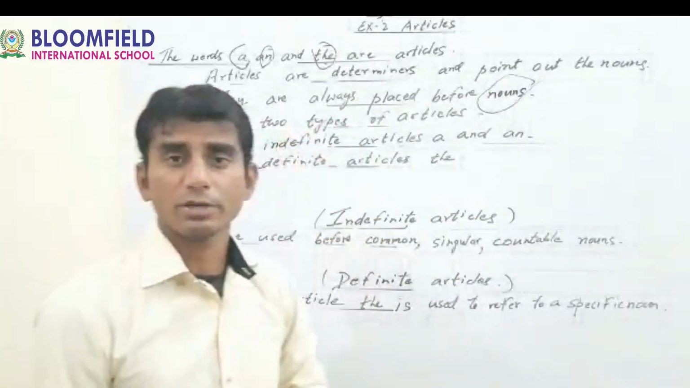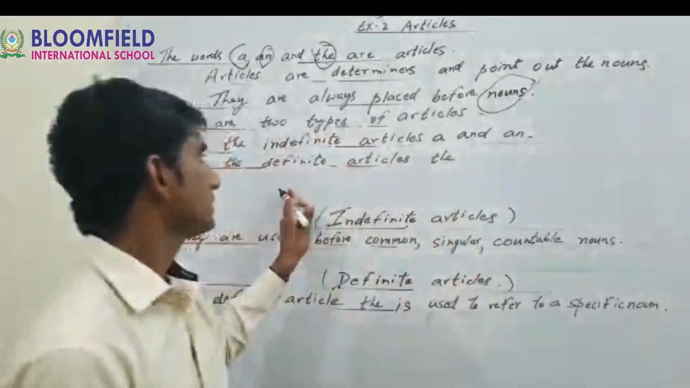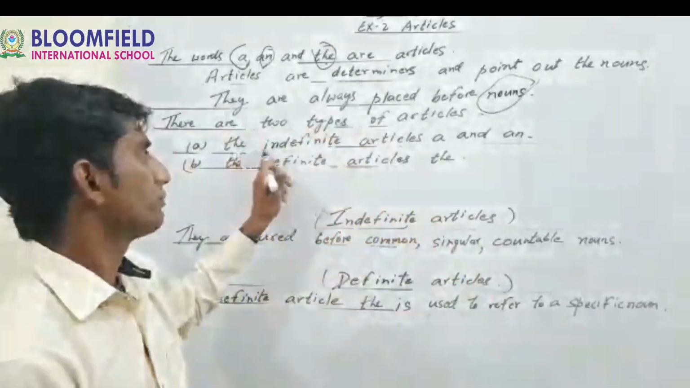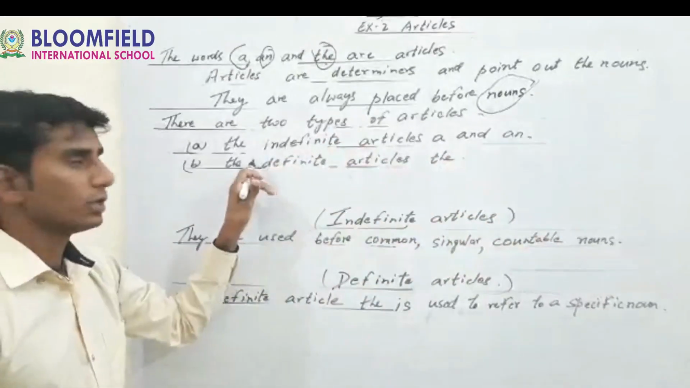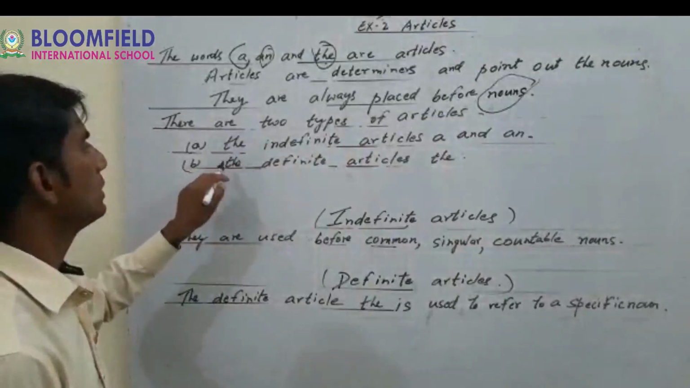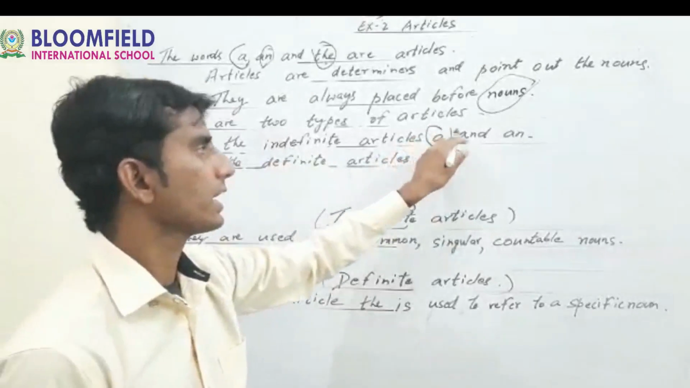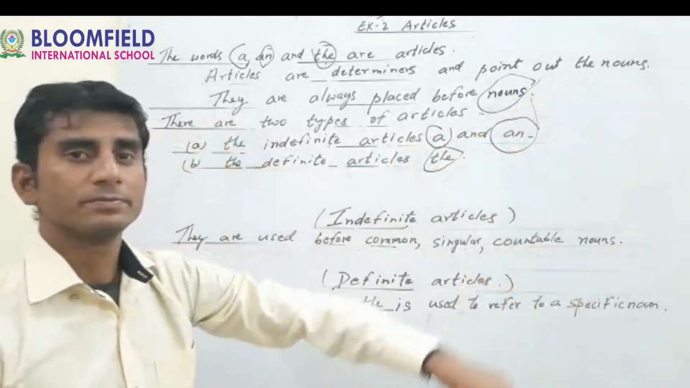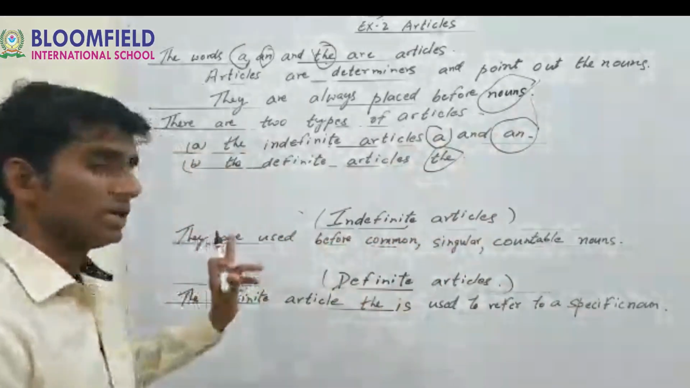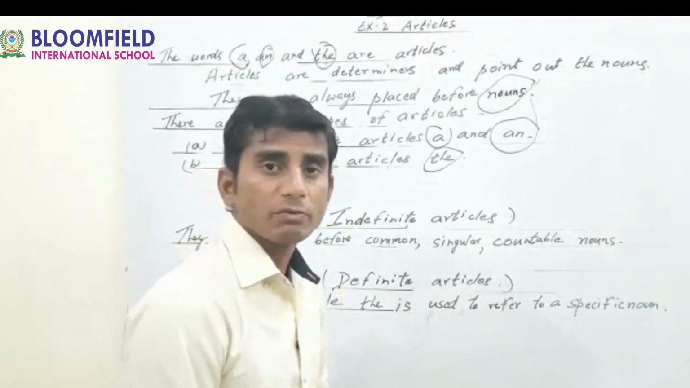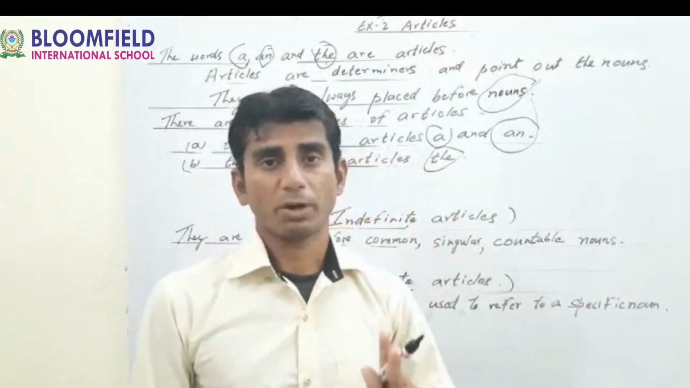There are two types of articles: first is indefinite and second is definite. The indefinite articles are A and An, and the definite article is The. Okay, now come back here. Indefinite articles. Remember guys, if you have a notebook with you, just copy all this in your notebook, because it is a very important chapter.